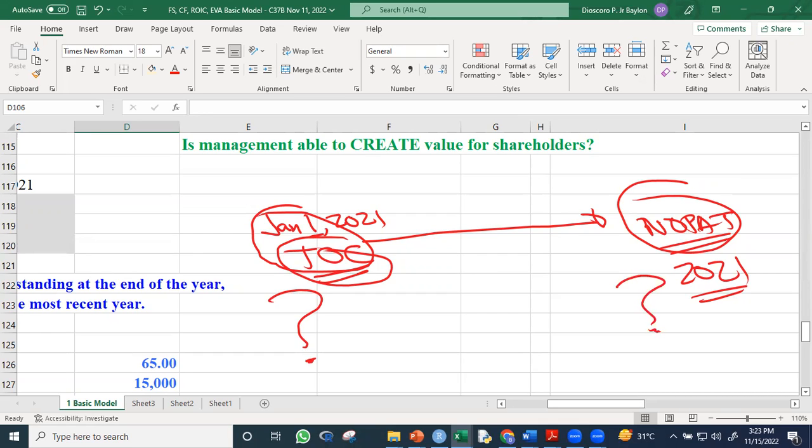I want you to key in two numbers, guys. The first one is how much total operating capital was provided to management operations at the beginning of the year, and how did they use this? When I say how did they use this, how much operating profit were they able to generate?